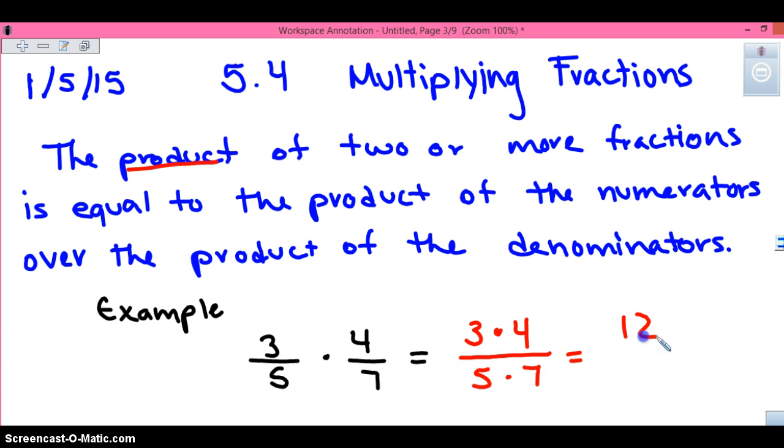So if we're multiplying 3/5 times 4/7, that means we have to multiply 3 times 4 and multiply 5 times 7. 3 times 4 is 12, and 5 times 7 is 35. Can we simplify 12 over 35? No.